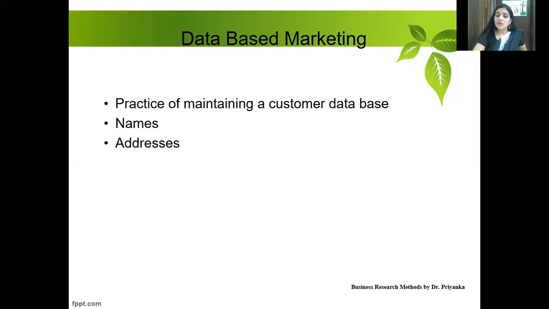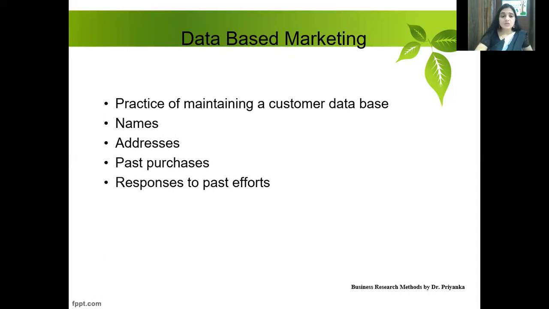For example, the customer's name, their addresses, their past purchases, the responses to past efforts, and data from numerous sources related to that particular product. If you have some data in your hands about your current product related to the customers, then you can think of another product as well. If you have data about your current product regarding the customers, like what kind of products customers choose, what kind of promotions customers like, and what kind of areas you should go to with your product, that would help you in marketing as well.